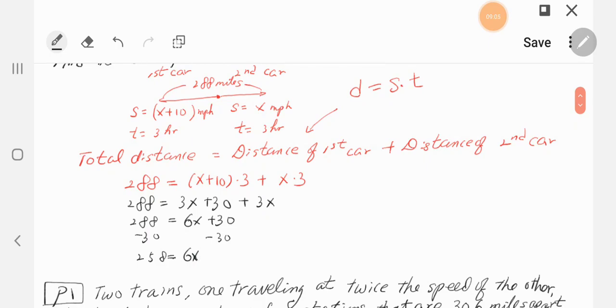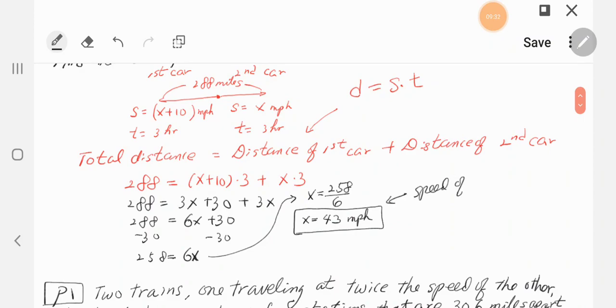And then divide each side by 6. Then x is equal to 258 over 6. So x is equal to 43. So x is speed, so 43 miles per hour. So this is the speed of the second car, right? Speed of the second car.